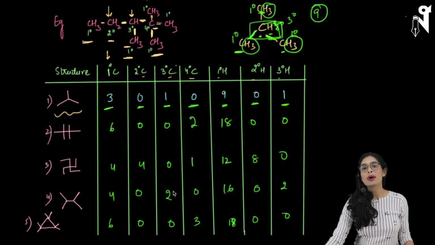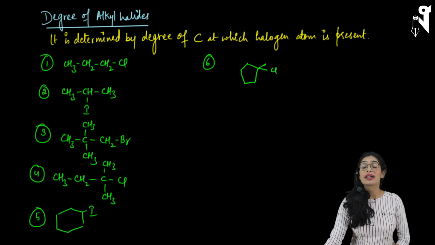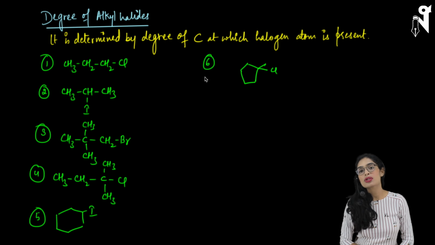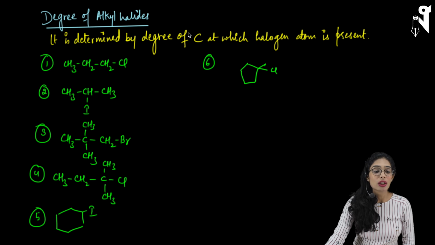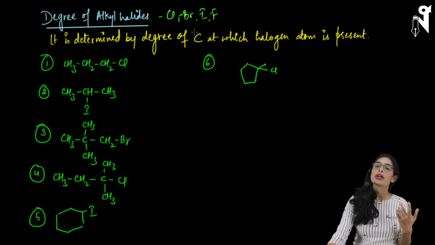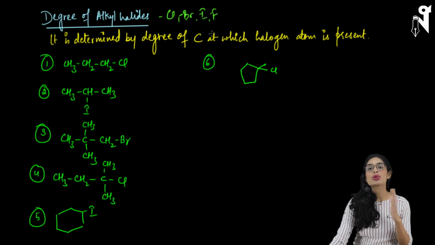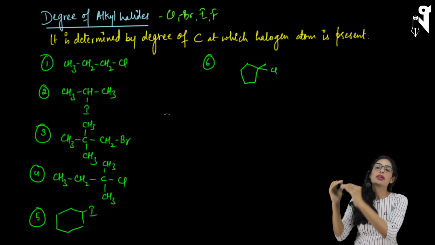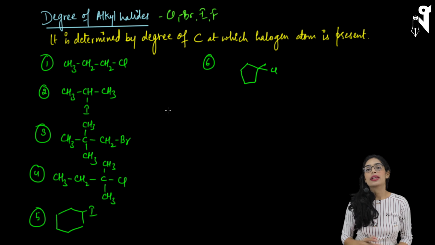Now let's talk about the degree of alkyl halides. What are alkyl halides? Alkyl halides are nothing else but a carbon chain with a halogen present on it. What is a halogen? Chlorine, bromine, iodine, and fluorine. If any of these elements is present along with the carbon chain, then the compound is called an alkyl halide or haloalkane. You can call it either way. So basically, we are going to deal with compounds with a carbon chain, and then chlorine, bromine, iodine, or fluorine would be present somewhere in the chain.